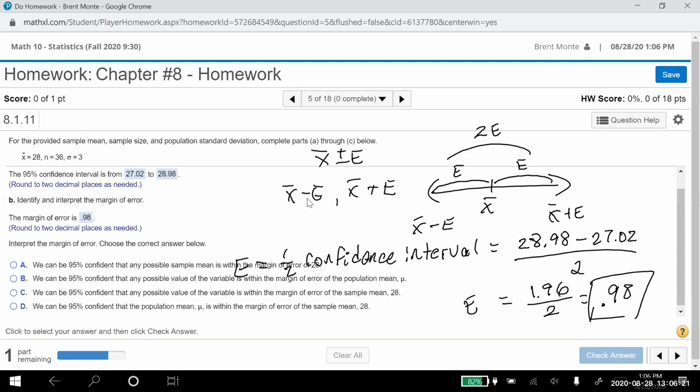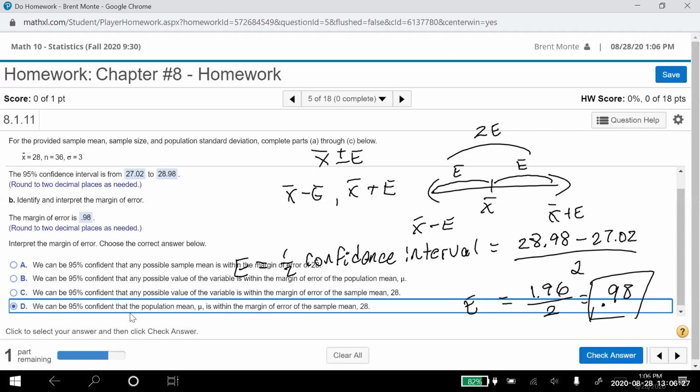We can be 95% confident that any possible value of the variable is within the margin of error of the sample mean 28. No. We can be 95% confident that the population mean mu is within the margin of error of the sample mean 28. That's exactly it. What we're saying is we can be 95% confident that the population mean mu is within 0.98 of 28. Might be below, might be above. That's what the values of our endpoints are.